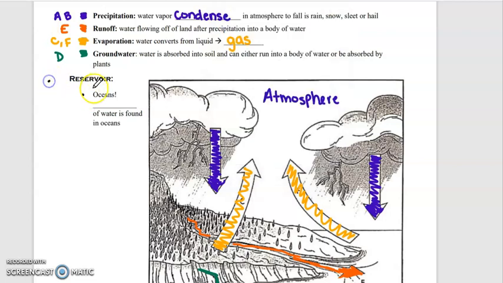The last component is our idea of the reservoir. Where do we find most of the water on Earth? If we're looking for water, where is the place to go? And of course, we might have been thinking it would be oceans. Actually, 97% of all water on Earth is found in our oceans. So that would be the reservoir to know. That is an abiotic source. That is where we'd find most of our water.